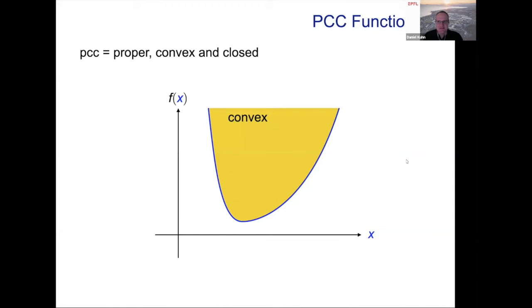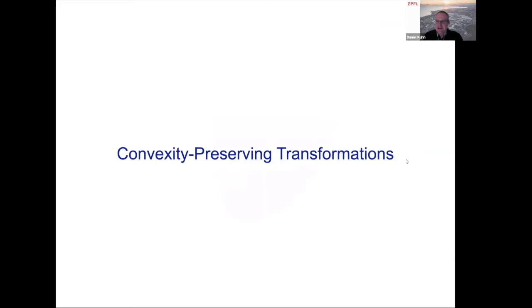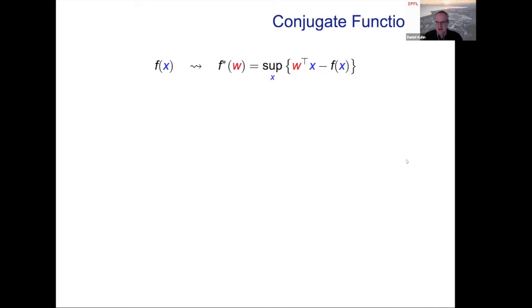The epigraph of a PCC function is therefore convex, closed, non-empty, and contains no vertical line. We will later see that dualizing a convex optimization problem sometimes requires us to transform its objective and constraint functions, and in the following, I would like to recall a few basic transformations that preserve convexity.